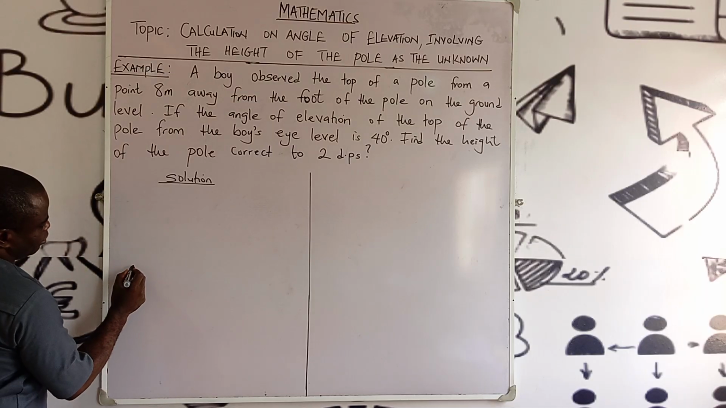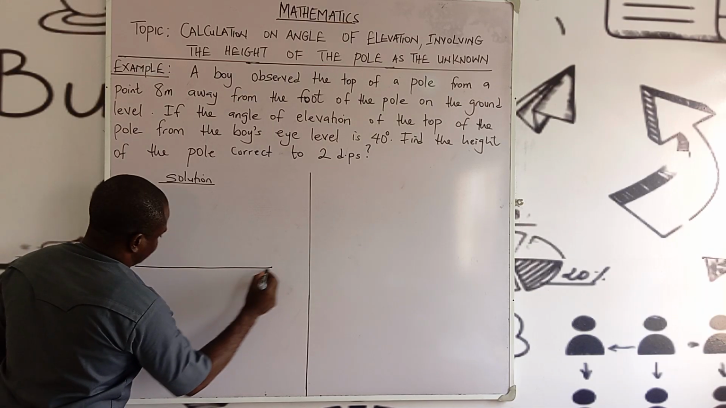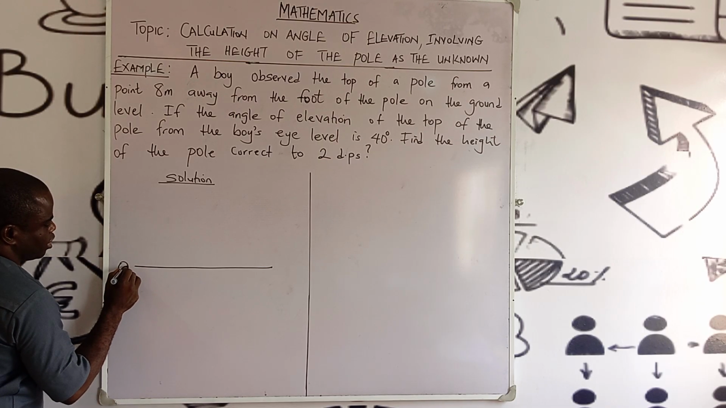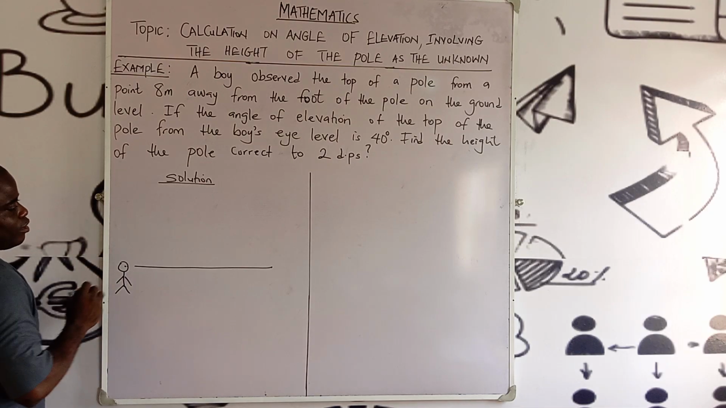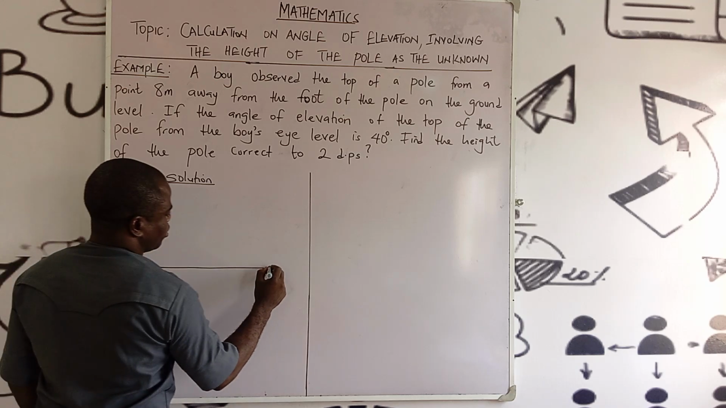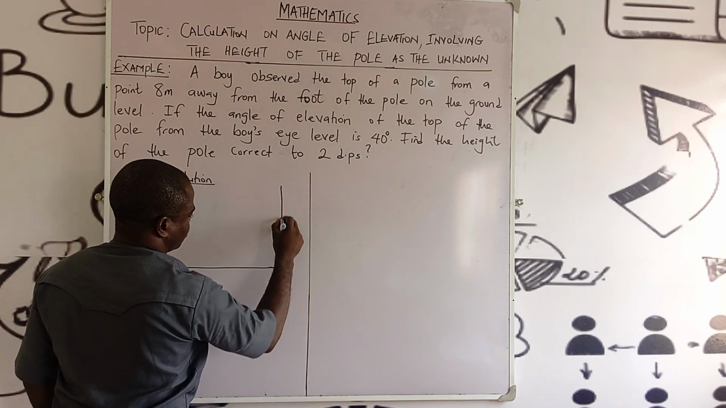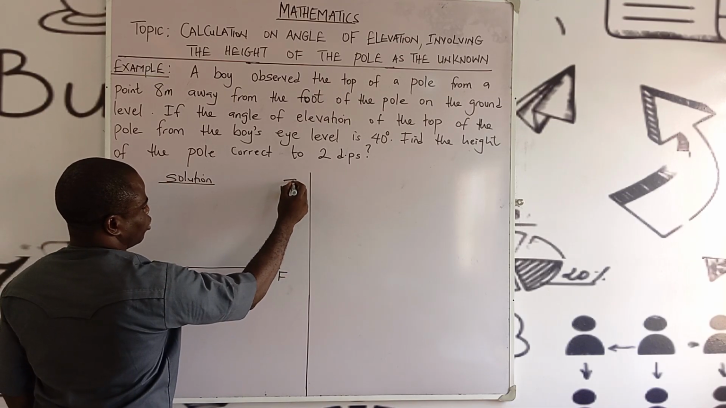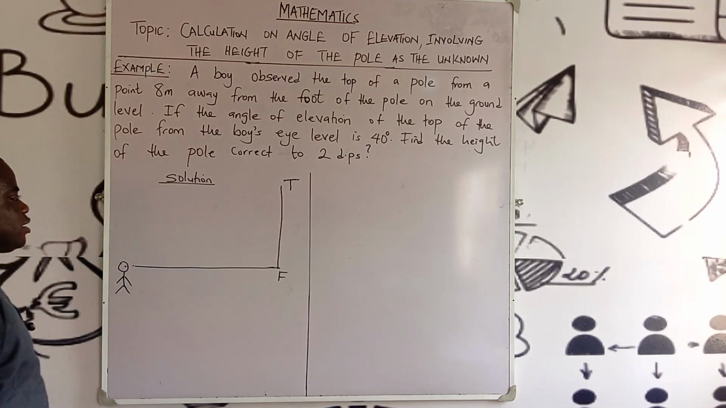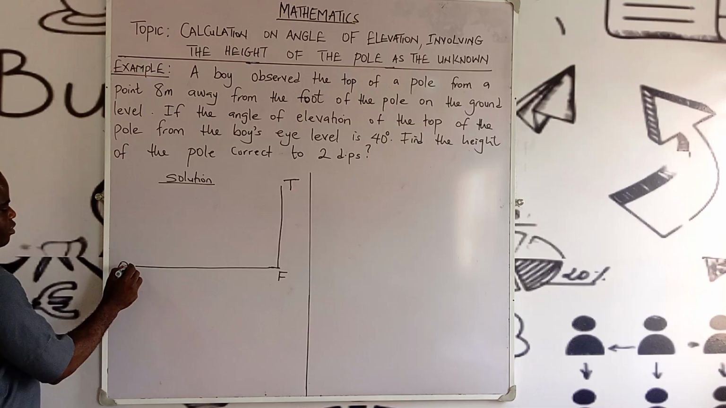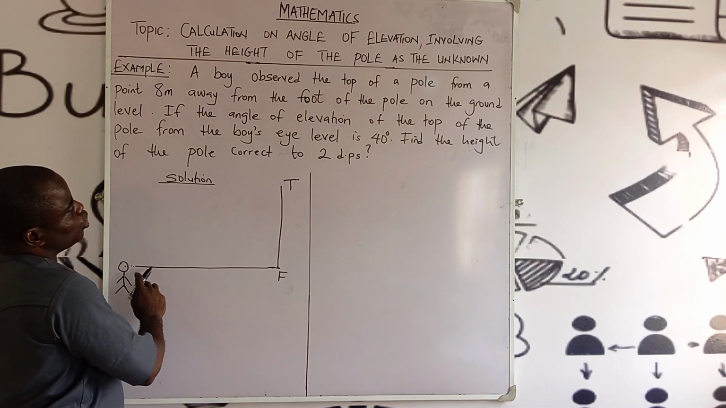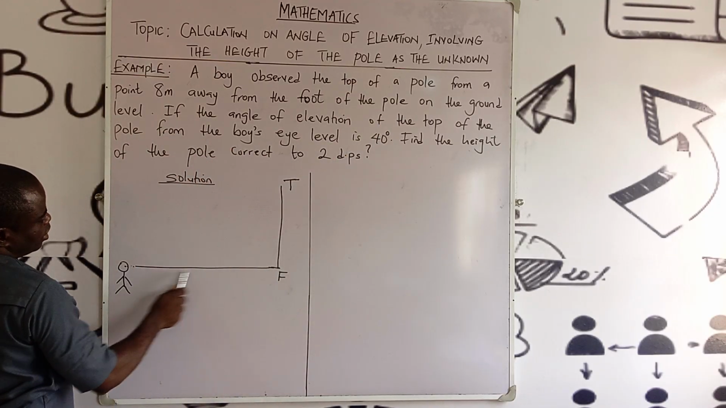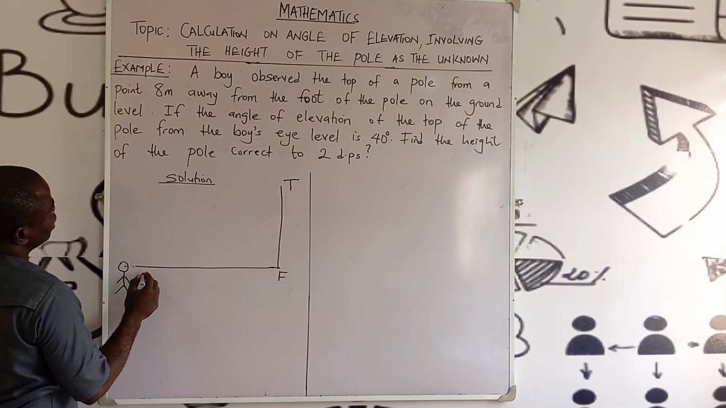Now we have a boy, and this is the level ground. This is the boy. This is the eye of the boy. Now it's on the same ground level with the pole. The foot of the pole, let's represent with F. The top of the pole is represented with capital letter T. And look at the boy, he's trying to observe the top of the pole from 8 meters from the foot of the pole on the ground level.